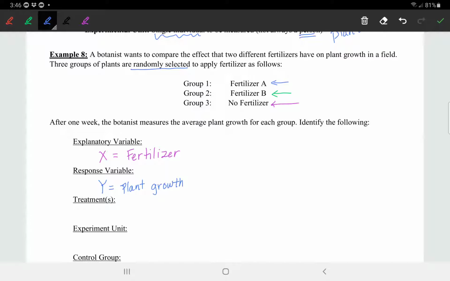So then we can say, what were the treatments? That is, what are the values of the explanatory variable? Well, the values of the explanatory variable were fertilizer A, fertilizer B, and then there was also the no fertilizer. So these were the different values or treatments. An experimental unit is a single member of the population. This is a single plant.